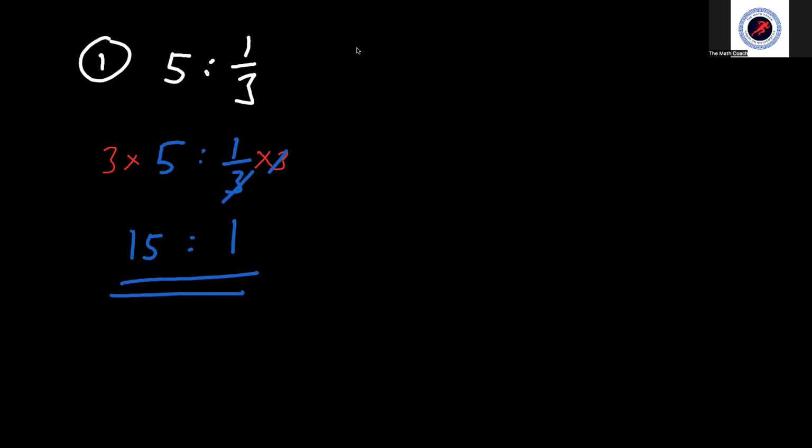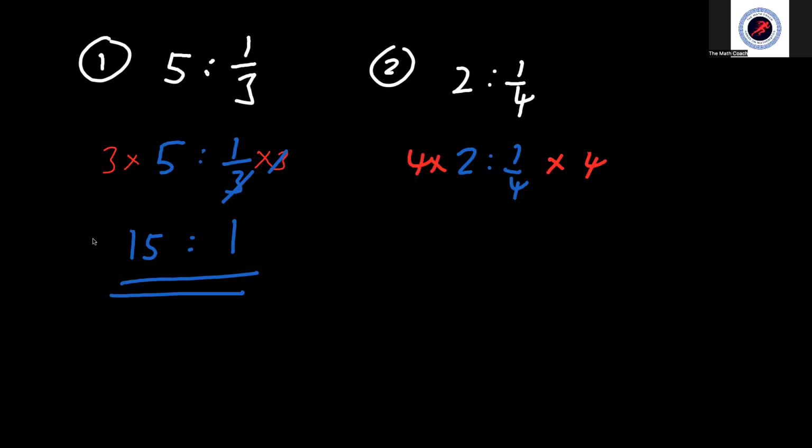Let's go to the second one. The second one says we have 2 is to 1/4. Now what we do here is get rid of this denominator 4. We multiply 4 to both sides. So what is the answer we get? 4 times 2 is going to be 8. And this 4 and 4 get cancelled off, and we get 1. So the answer is going to be 8 is to 1.